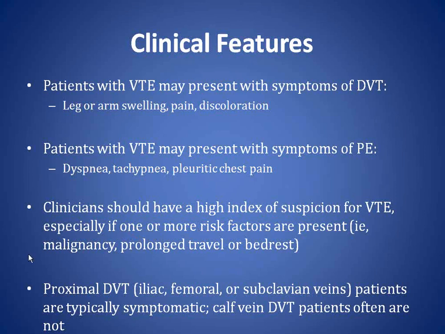But if they have risk factors, if they have cancer, that's a big risk factor. If they've said they traveled recently, they've been bedridden for a long time, you've got to be on the lookout for those. And then proximal DVT, we talk about proximal being iliac, femoral, subclavian, something closer to the cava, closer to the heart. They're typically symptomatic because you're obstructing a larger vessel with more blood flowing through it. Calf vein DVT patients typically are not, unless they have proximal and calf.